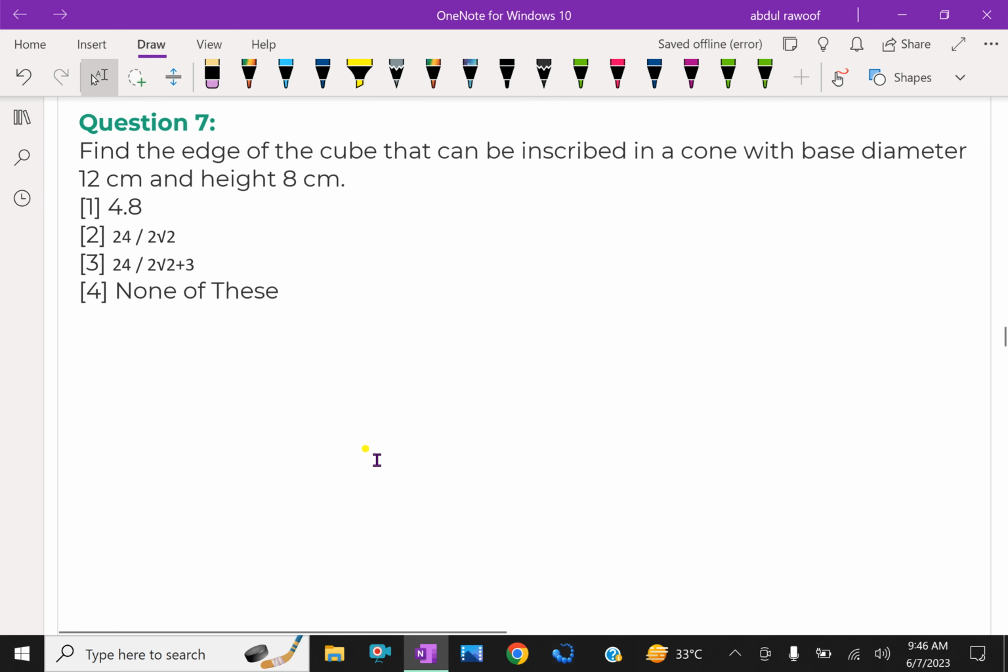Question number 7. Find the edge of the cube that can be inscribed in a cone with base diameter 12 centimeter and height 8 centimeter. Here, find the edge of the cube, that is A you have to find. Let the side be A, therefore edge of the cube is A root 2.